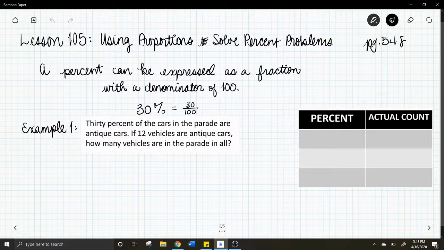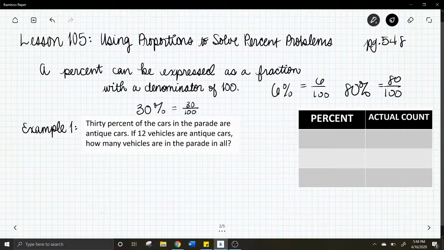If you'll recall, this left column when we were doing these before would say ratio. Just another example, 6% is 6 over 100. 80% is 80 over 100. Just keep those facts in mind. Any percent can be written as a fraction with a denominator of 100.